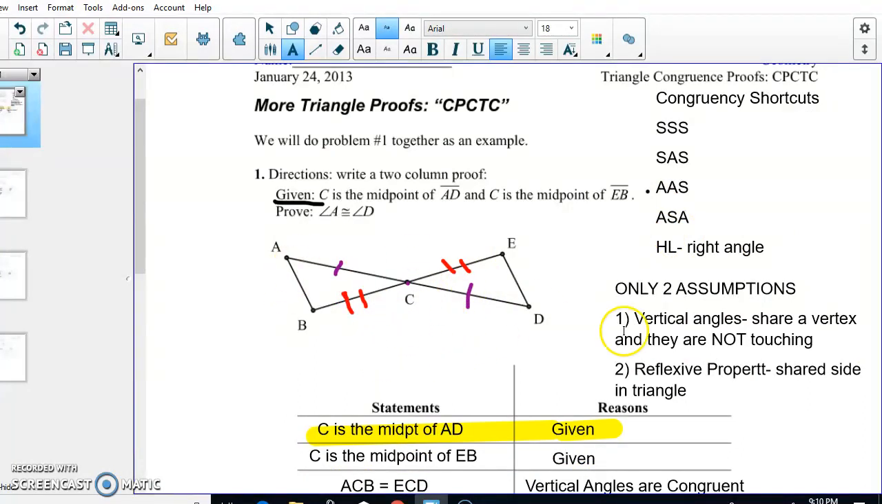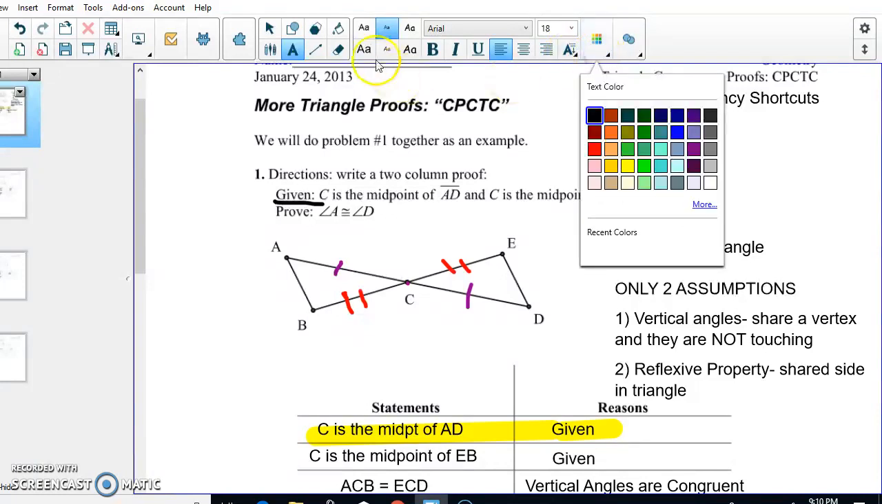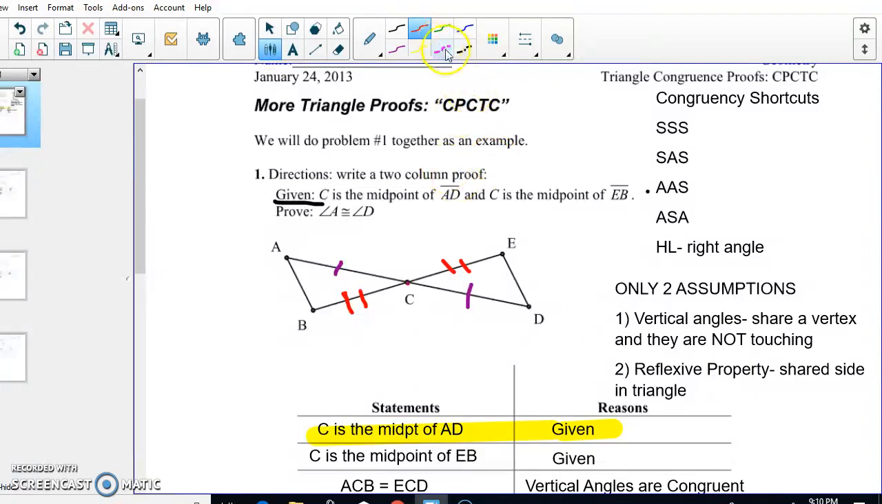I need something else here. These are my 2 assumptions I can choose from. Do I have reflexive property? Do I have a shared side from this triangle to this triangle? No, they don't share a side. They're facing each other. Do I have vertical angles, 2 angles that share a vertex? Yeah, right here at C. Okay, a lot of the times if you have a midpoint with 2 triangles, you might have that. Okay, so I'm going to label my vertical angles.